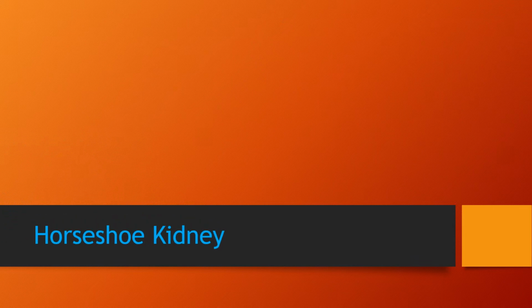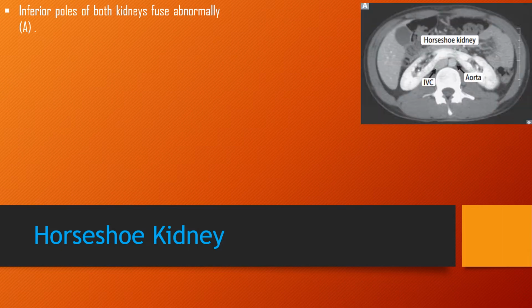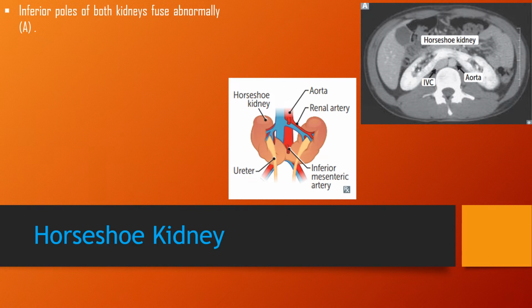Horseshoe kidneys. Horseshoe kidney means it's appearing like a horseshoe shape. That's why it's known as horseshoe kidney. Let's see the pathophysiology of it. Inferior poles of both kidneys fuse abnormally, as you can see in this diagram. These are the inferior poles of the kidneys, and they get fused, and it's appearing like a horseshoe shape. That's why it's known as the horseshoe kidney.